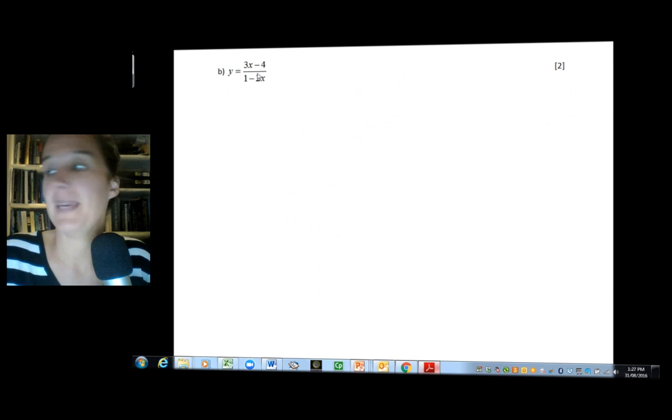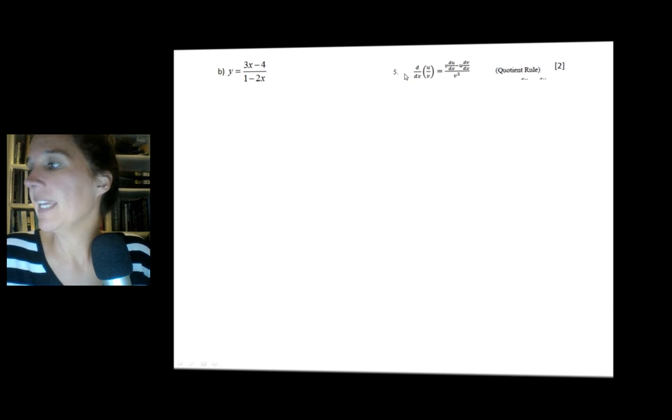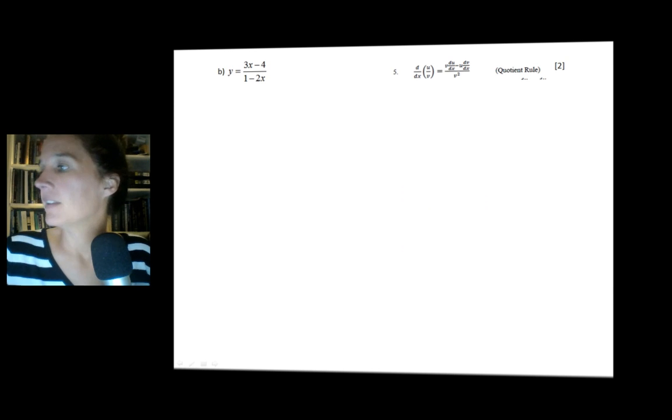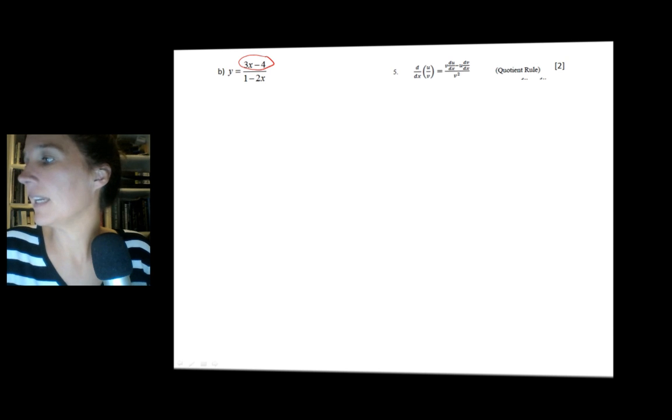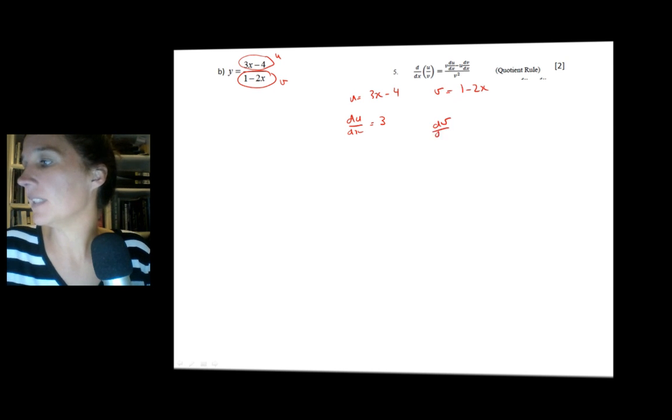Now moving on to part B. So here we can see we've got a fraction and we've got x terms at the top and the bottom. So we're going to be using the quotient rule for this. So here we have number 5 is our quotient rule. So this here is our u. This here is our v. So u is equal to 3x minus 4. Du on dx is therefore equal to 3. V is equal to 1 minus 2x. dv on dx becomes negative 2.